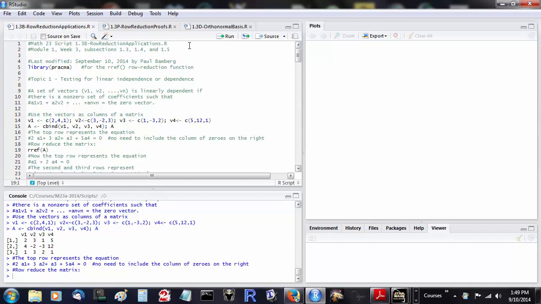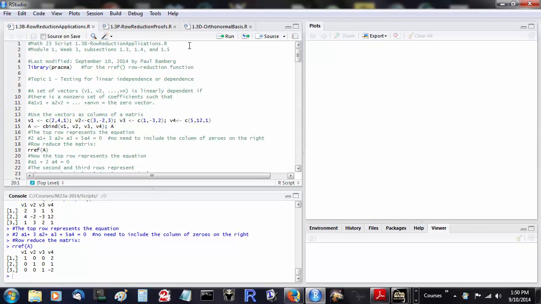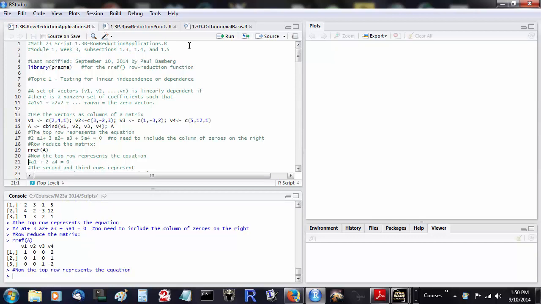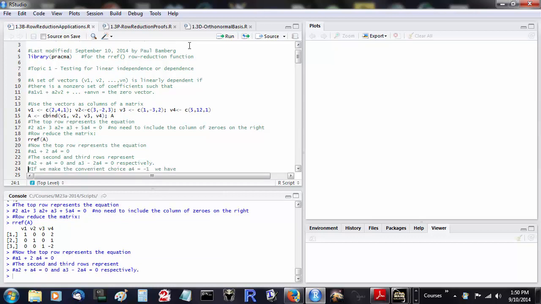You may want to row reduce this by hand, but I sure don't. So I'll call RREF and interpret the result. What does the top row mean? It means that a1, the first unknown, plus 2 times a4, the fourth unknown, equals 0. And I can interpret the second and third rows in similar ways.